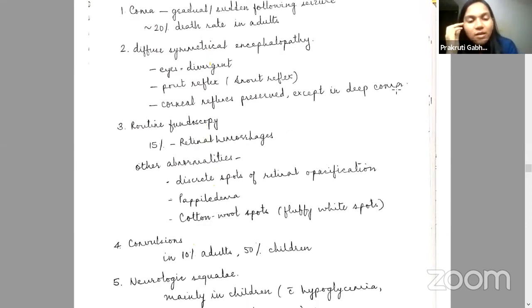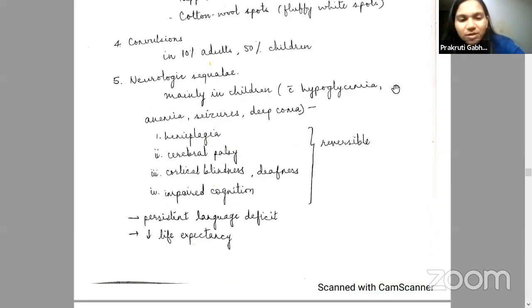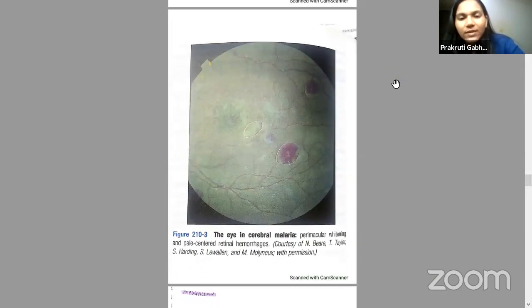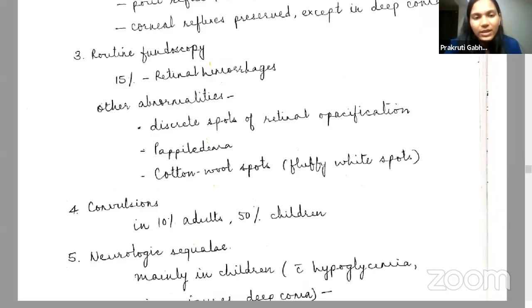Now, routine fundoscopy, this is very important. What are the fundoscopic findings in malaria? In 15% of the cases, you see retinal hemorrhages. You also see other abnormalities like discrete spots of retinal opacification. There is also discrete diffuse whitening of the retina. There is papilledema and cotton wool spots, which are fluffy white spots. If you want to see, this is a fundoscopy. You can see retinal spots and you can see the white fluffy snowball appearance, cotton wool spots on the retina.